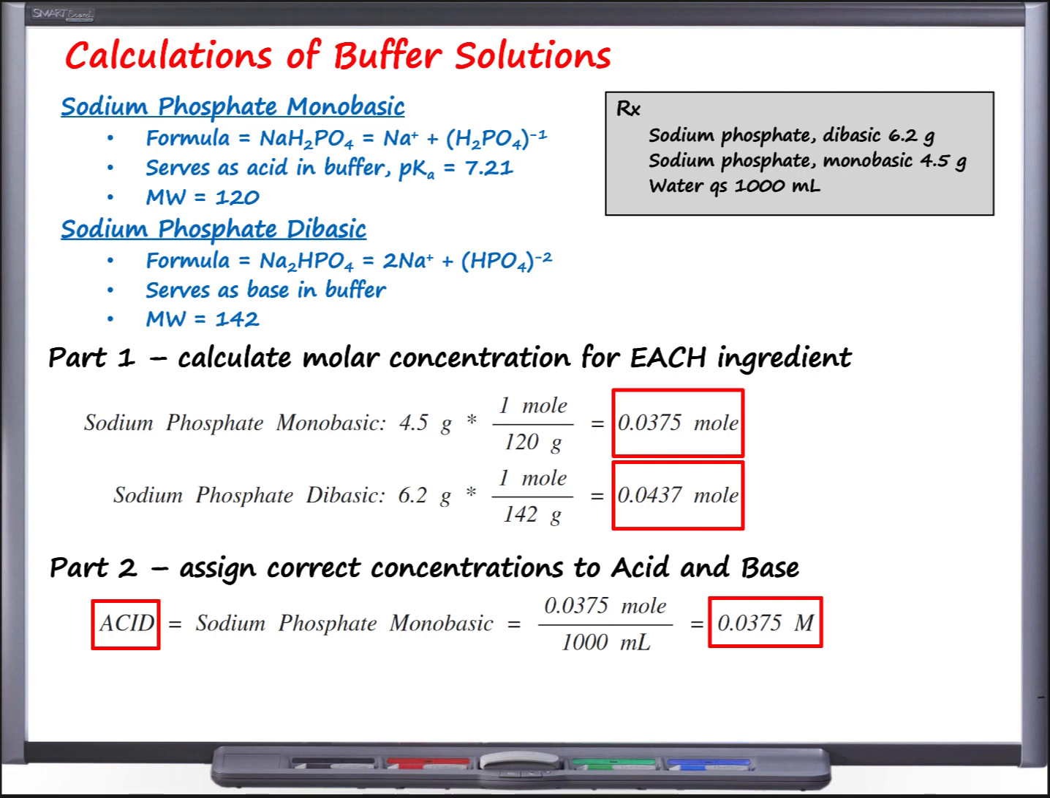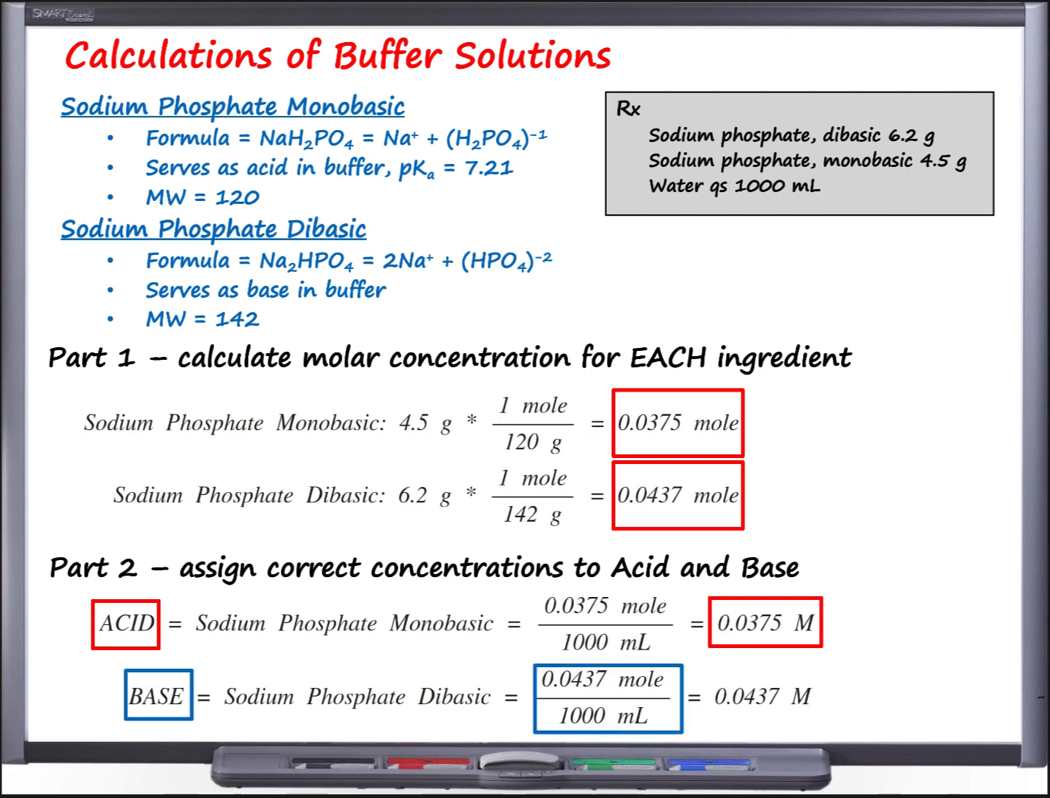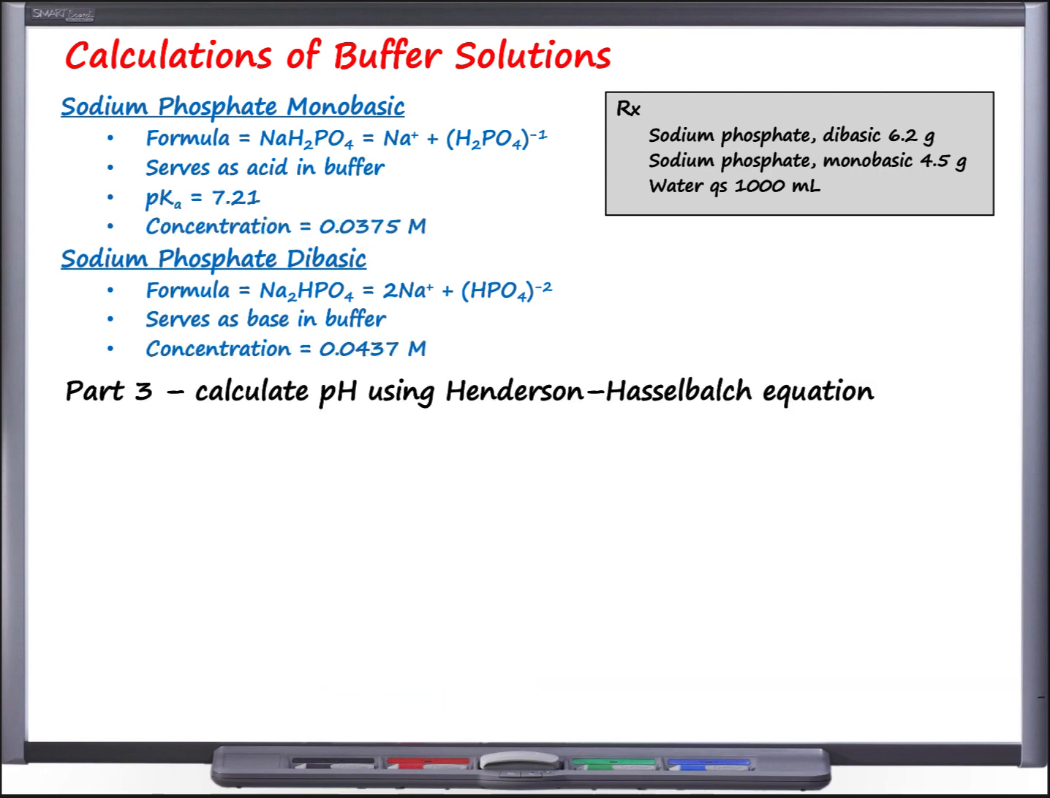That's the number of moles per liter, which is what we just made. Now, let's do the same thing for the base. The base in the buffer solution is the dibasic sodium phosphate. We take the moles we just calculated at 0.0437 moles, divided by the volume we're preparing, which is 1,000 milliliters. Since that is the same as 1 liter, our concentration is 0.0437 molar. We now know the molar concentration of both our acid, the monobasic, and the base, the dibasic. So the next step is to calculate the pH using the Henderson-Hasselbalch formula.